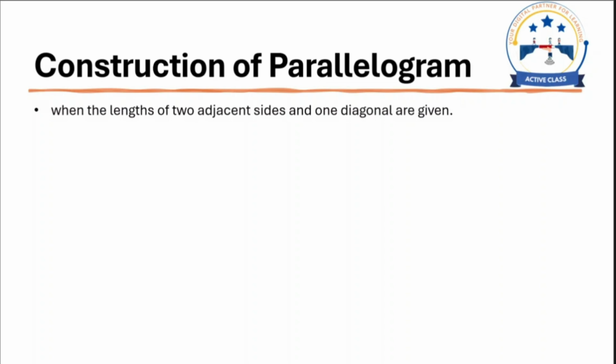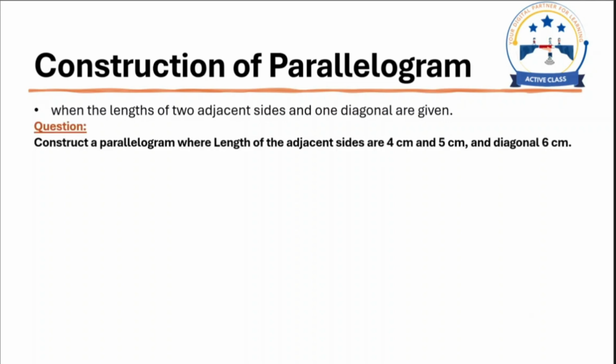Children, let's learn to construct a parallelogram when the length of two adjacent sides and one diagonal are given. Let's have a look over this question. Construct a parallelogram where the length of the adjacent sides are 4 centimeters and 5 centimeters and the diagonal is 6 centimeters.